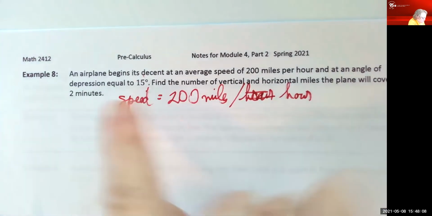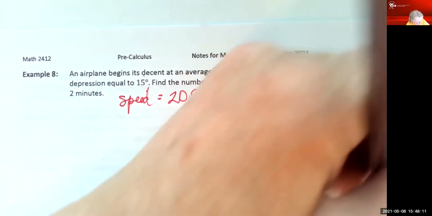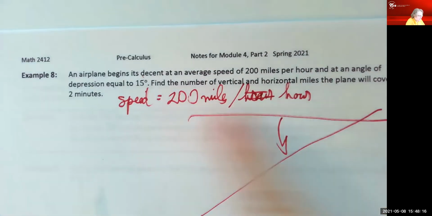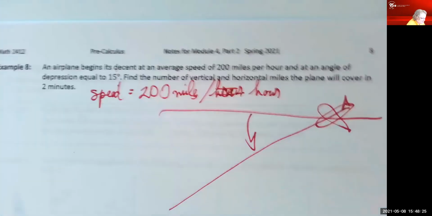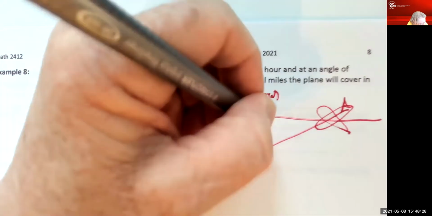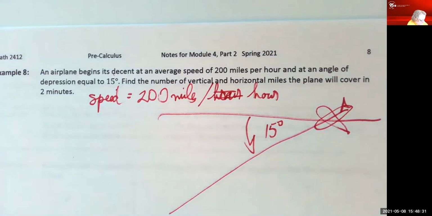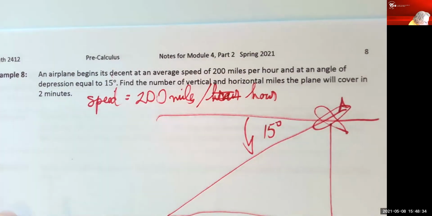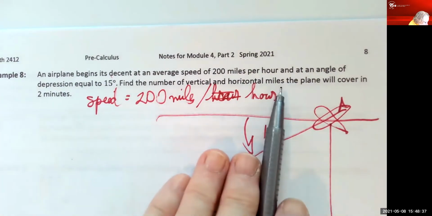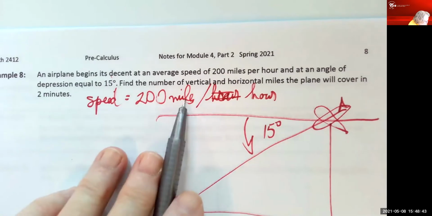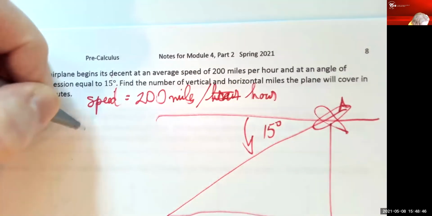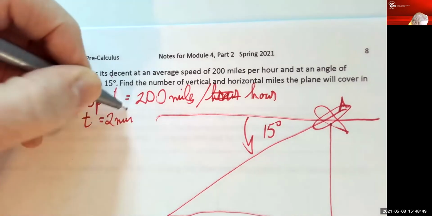An angle of depression, so an angle with respect to some horizontal. So here's the plane. I'm an artist, yes. Okay, so the angle of depression is 15 degrees. Find the number of vertical and horizontal miles the plane will cover in 2 minutes. So he's traveling 200 miles per hour, and we're looking at 2 minutes. So T equals 2 minutes.